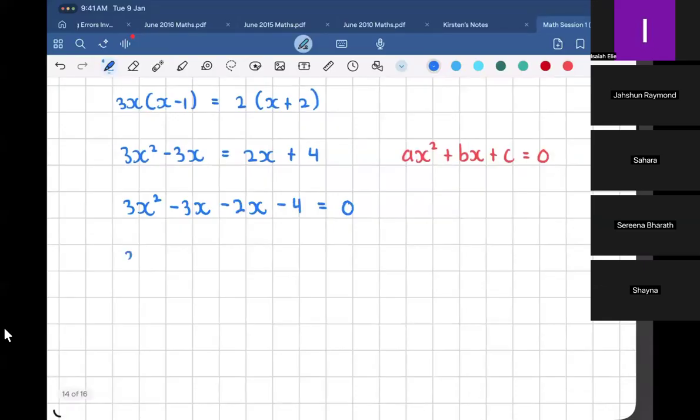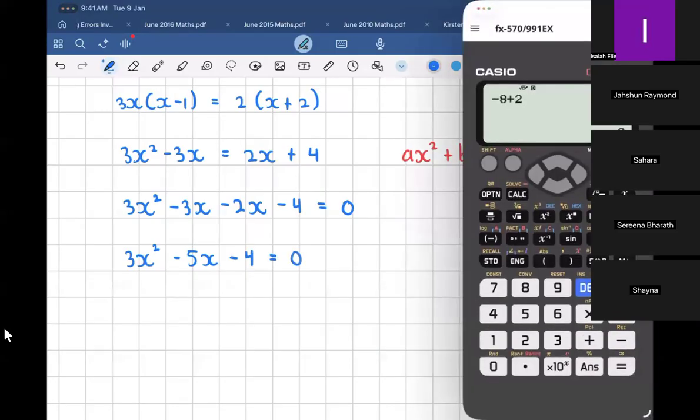Great. So I'm going to write back 3x squared. What is minus 3x minus 2x? Minus 5x. Minus 4 is equal to 0. Now, we aren't going to waste our time to test the waters to see if it's factorizable. Let's check with our calculator first. So we're going to go on menu, right? Equation, polynomial, degree of 2, 3, minus 5. Don't worry, I'll explain this a lot more in the next couple of sessions.